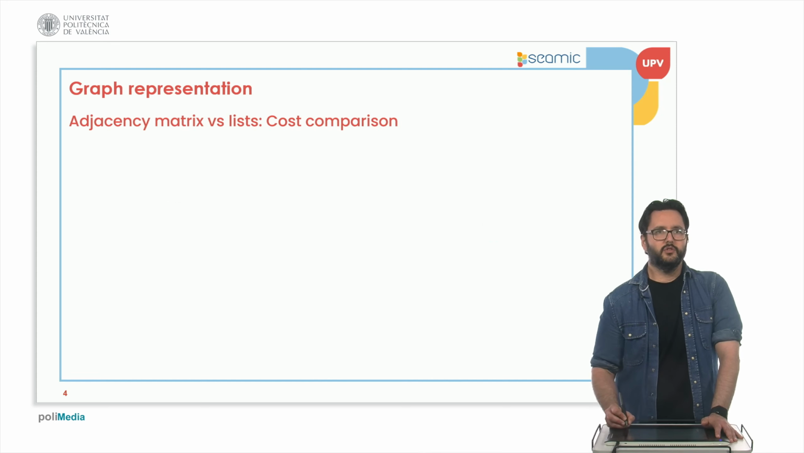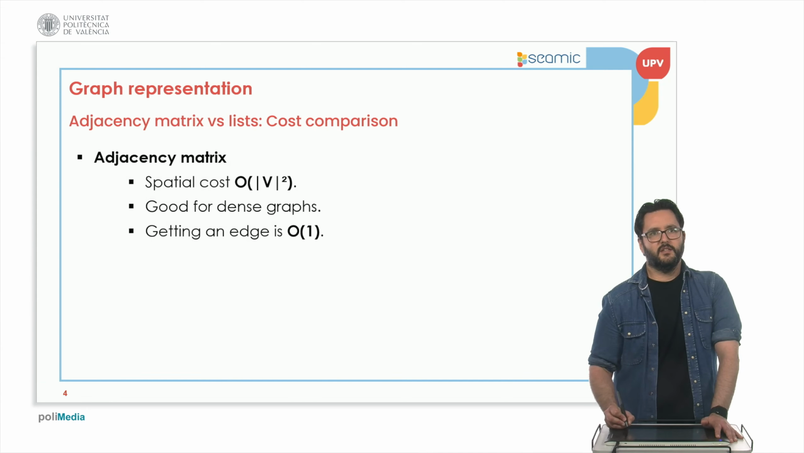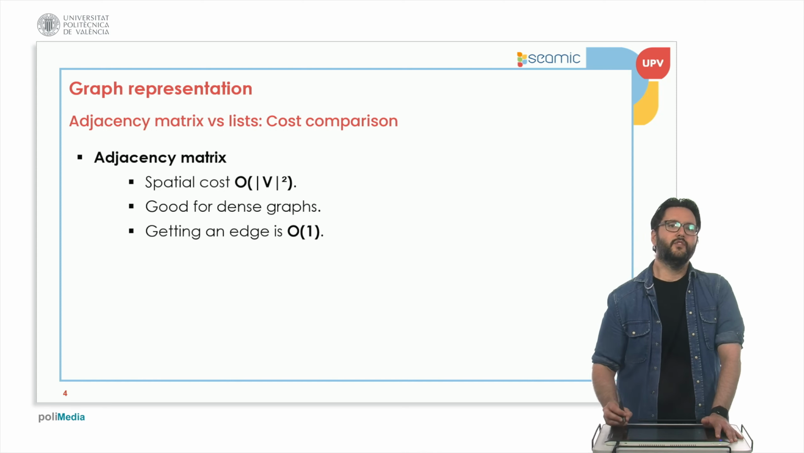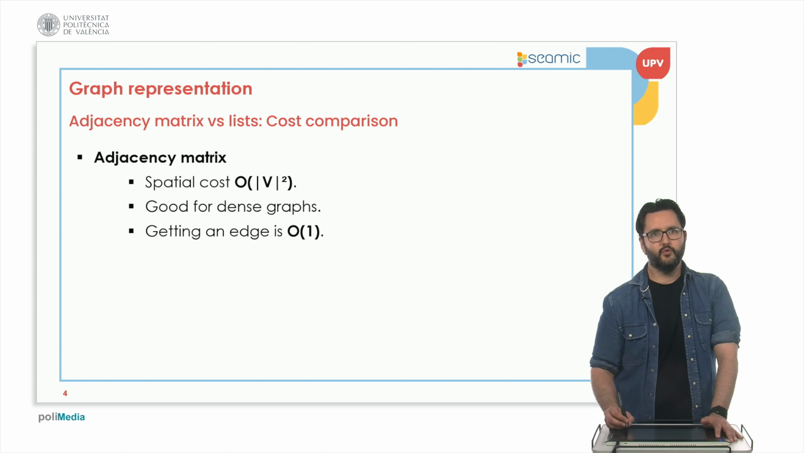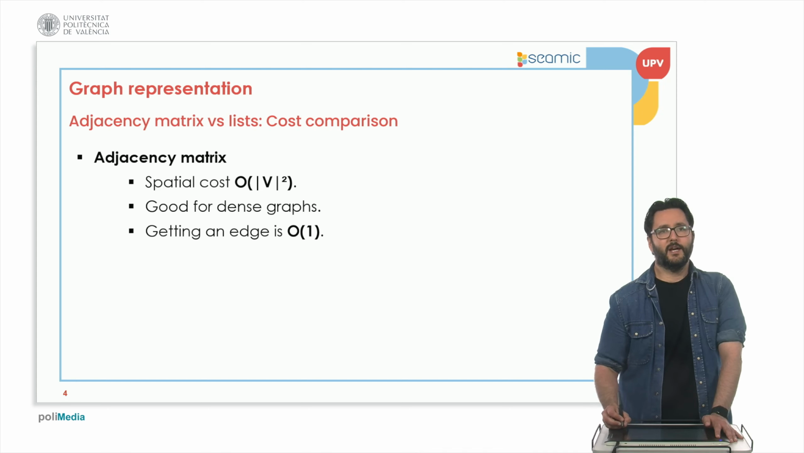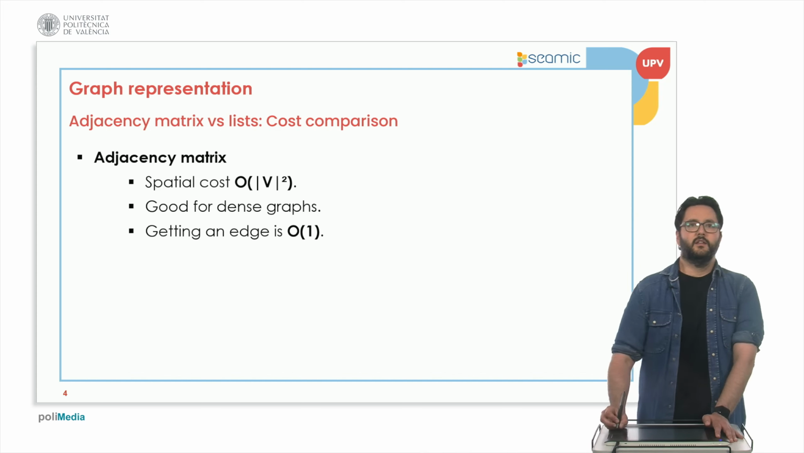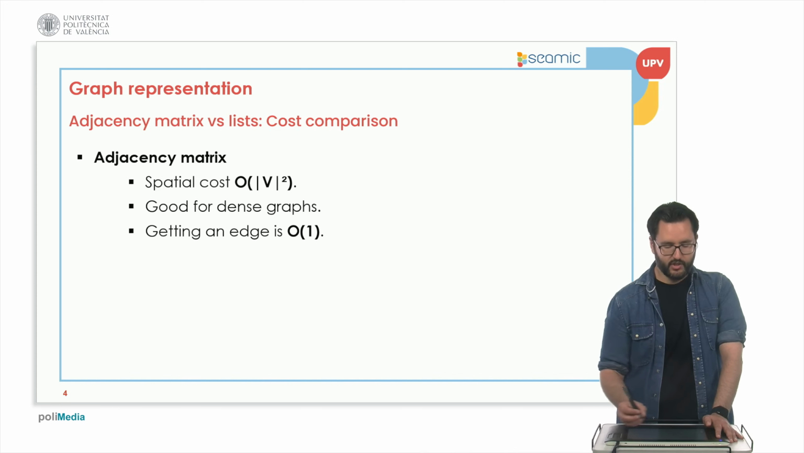Let's talk now about the cost of each representation. If we talk about the adjacency matrix, it will have a spatial cost that is related to the square of the number of vertices that we are considering, as we have to store the matrix. This is good for dense graphs where we have to allocate a lot of edges. And this provides a method to get the edges that is constant, because we only have to check a particular position in this matrix.